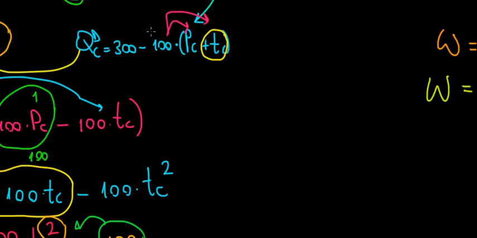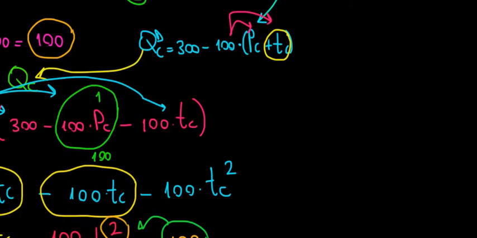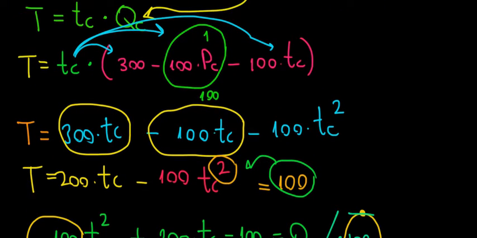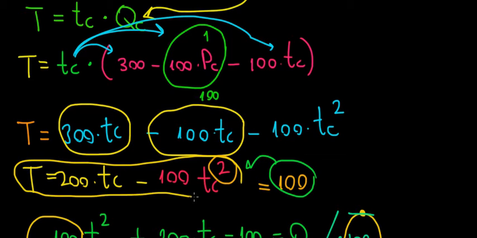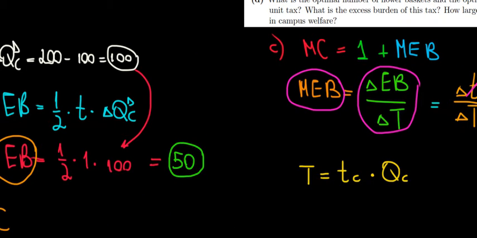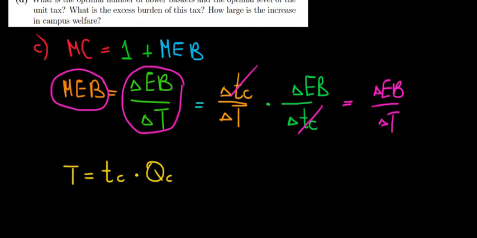This is the quantity demanded with the taxes, and we found the final version, which was this one: 200 times TC minus 100 times TC squared. So the tax revenue is the tax TC times the quantity demanded of coffee, which is 200 times TC minus 100 times TC squared. This is the tax revenue function that we are looking for.